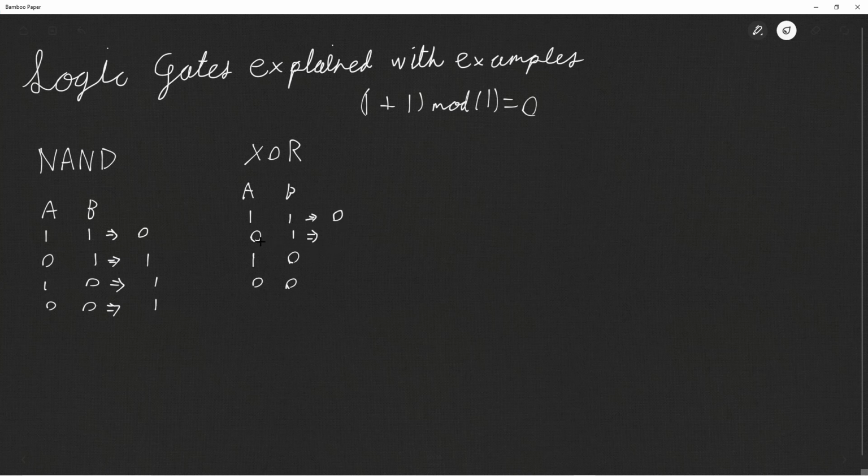However, in binary, again, we'll have 0 and 1. If we add them together, this will be equal to 1. Same with this, 1 and 0, add them together, this will be equal to 1. And finally, 0 and 0, add them together, is still going to be 0.